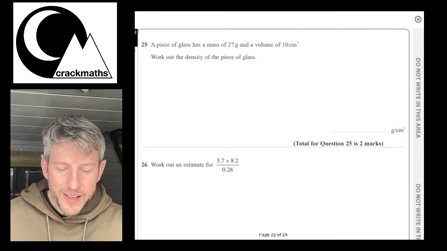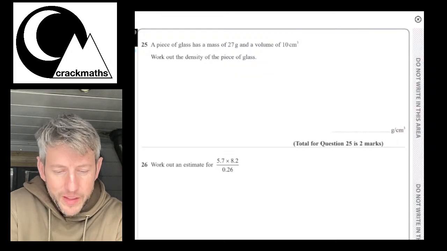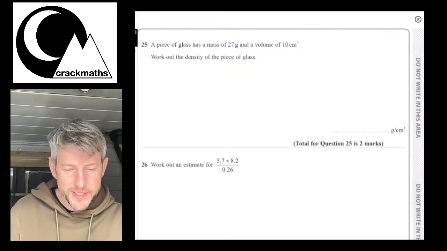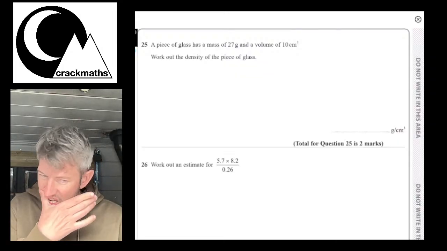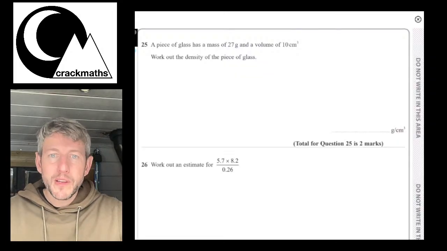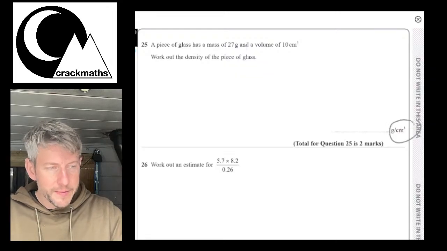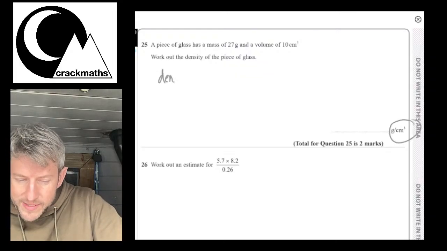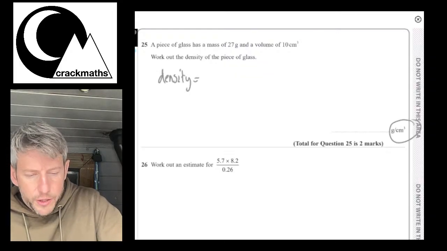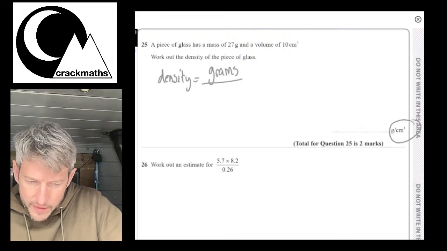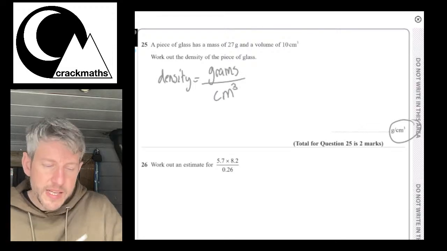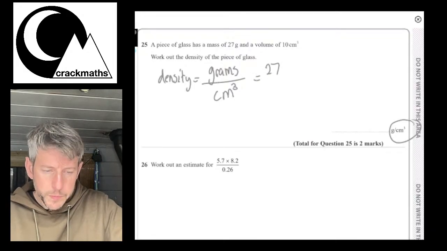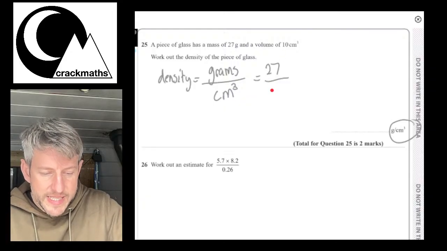Okay, so a piece of glass has a mass of 27 grams and a volume of 10 centimetres cubed. Work out the density of the piece of glass. Right, so with this one, we always have to look at the units here. They've told us that they want it in grams per centimetres cubed, which tells me that density is grams divided by centimetres cubed, okay? So the grams that they've given us here is 27. The centimetres cubed they've given us here is 10.